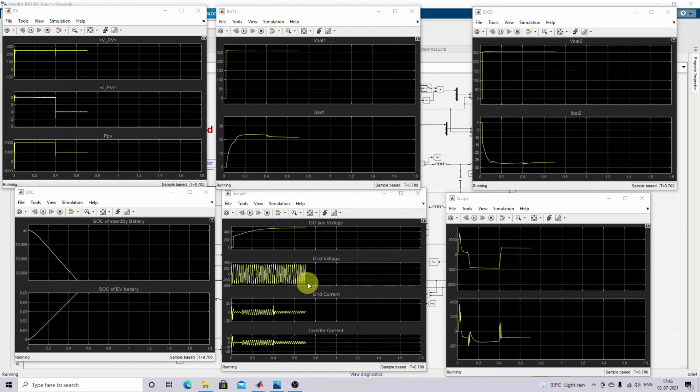This is the variation of grid voltage, grid current and inverter current. This is the DC bus voltage. This one is DC bus voltage, grid voltage, grid current, inverter current. So based upon this PV power, the grid is sharing the power, the grid supplies the power.